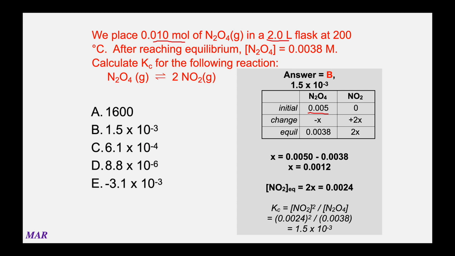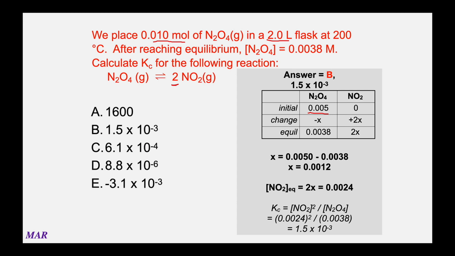We don't have any nitrogen dioxide. The change part will go down by X for N2O4, and it will increase by 2X for NO2. And because N2O4 is what we start with, it will decrease, hence the negative sign, and nitrogen dioxide has to increase. Remember, at equilibrium, you can't have 0 concentrations of anything. Also, because of the 2 on the 2 NO2s, that's why it's going up by 2X. So at equilibrium then, we'll have initially 0.0050 minus X, and NO2 would be 2X.